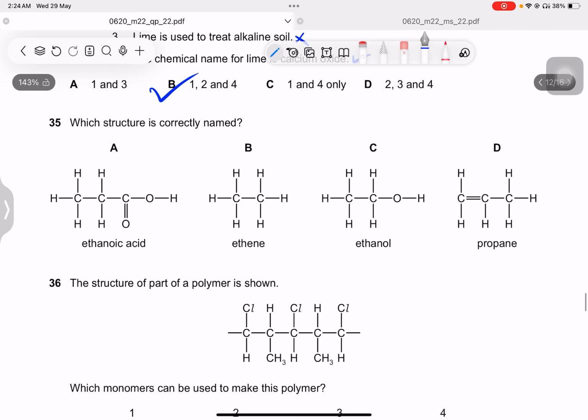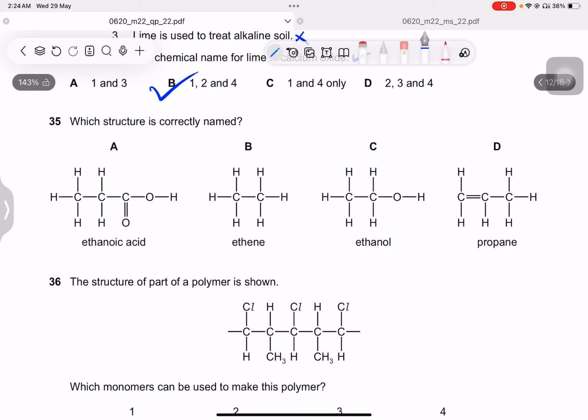Option B. 35, which structure is correctly named. So now we have to see the number of carbon atoms, whether they're correct or not, and the functional group. So the functional group in the first option is carboxylic acid, which is COOH. So it contains that. Now for the number of carbon atoms, it is ethane, which means it should contain two carbon atoms. So this is the incorrect answer.